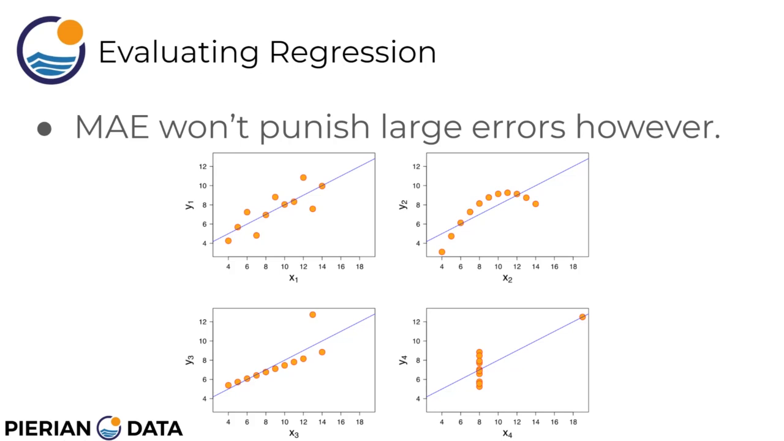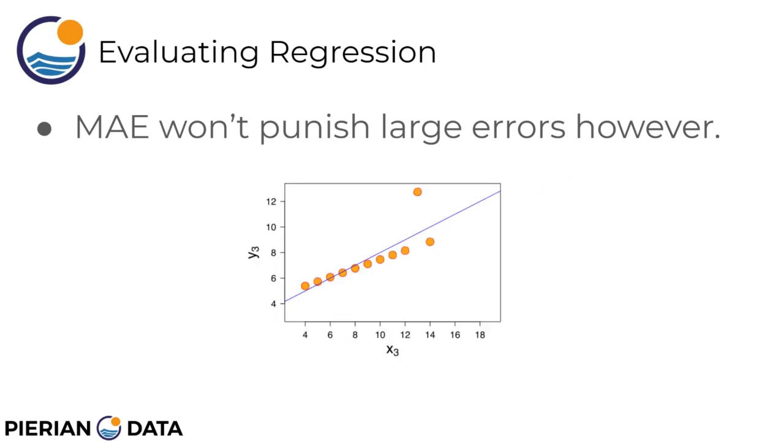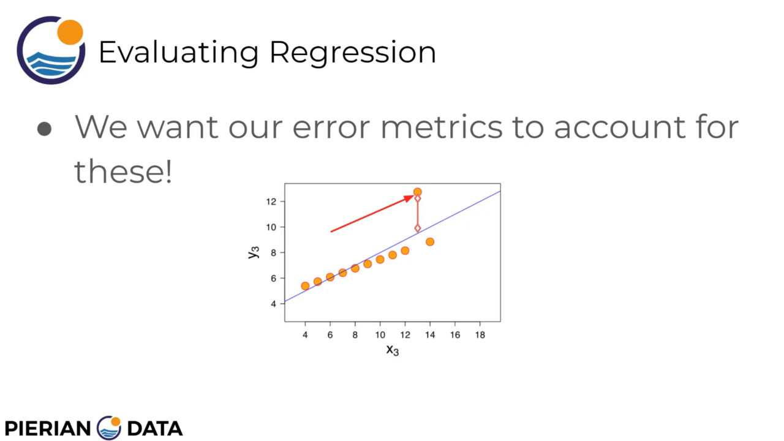So here we have what's known as Anscombe's quartet, and we can see here that we have a wide variety of different scatters of data points here. However, the line of best fit for all of these is actually the same. So we want to make sure that we're aware of situations like this. For example, let's take a look at this specific situation where we have one point that's a huge outlier. So we want our error metrics to actually account for these.